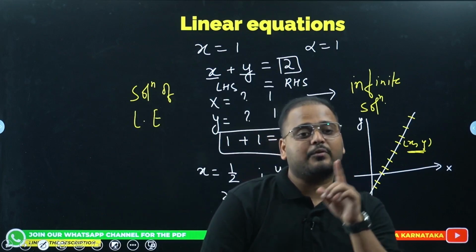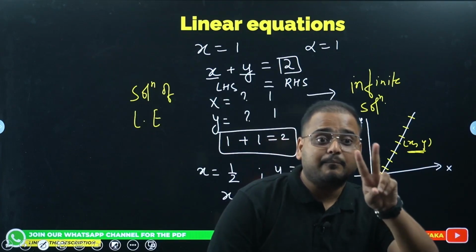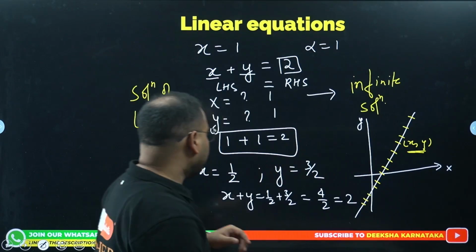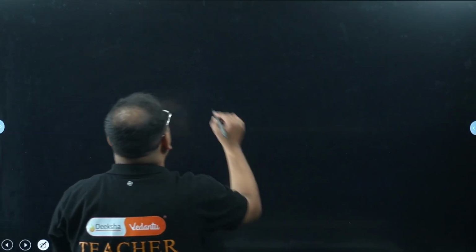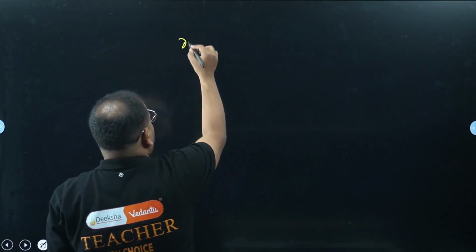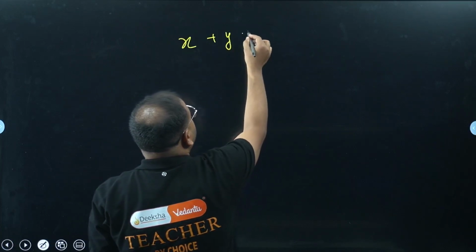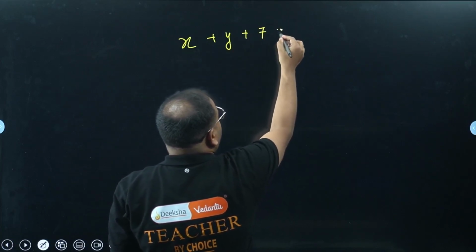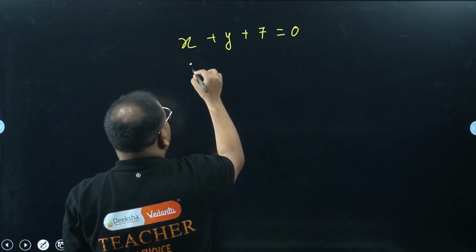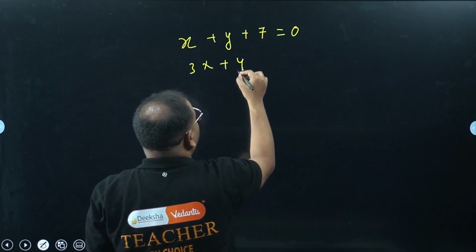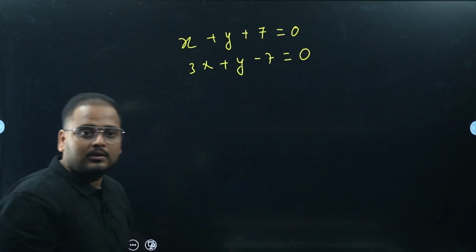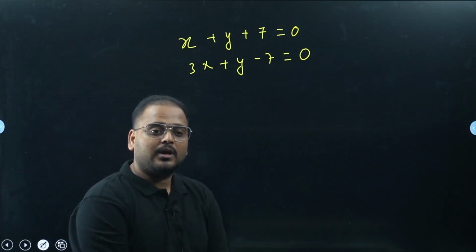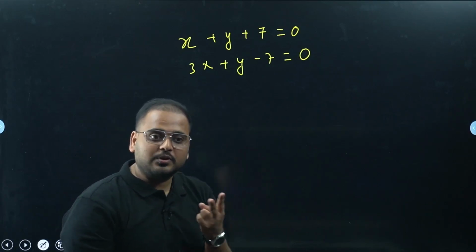But in the chapter that we are dealing with right now, it is not one linear equation in two variables. No, we have a pair of linear equations in two variables. Can I write an example, sir? I can write an example. x plus y plus 7 equal to 0 and 3x plus y minus 7 equal to 0.